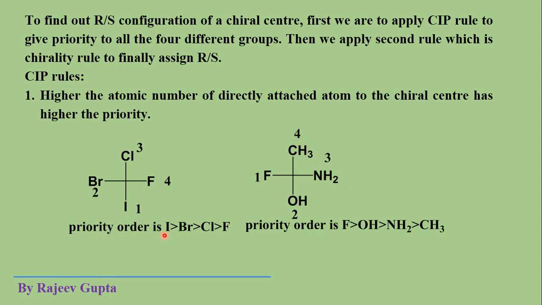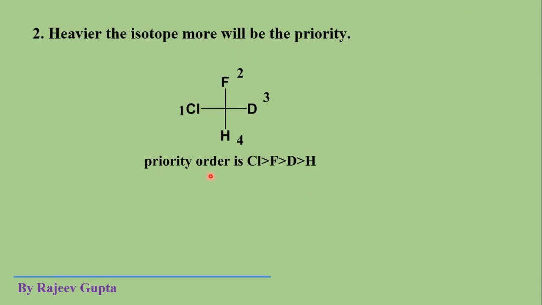So the priority order we can write like this: iodine greater than bromine, then chlorine and fluorine. This is the decreasing order of their atomic number. Likewise we can observe here that fluorine gets the highest priority, then the hydroxyl group, then the amino group, and the last one is the methyl group. So this is the first CIP rule. Now move to the next rule.